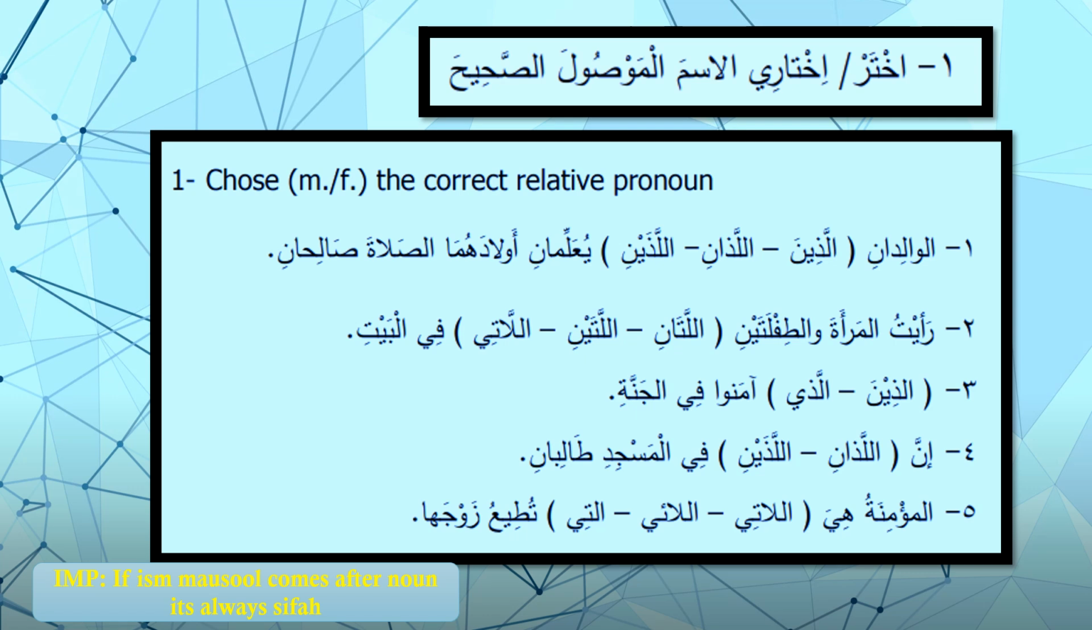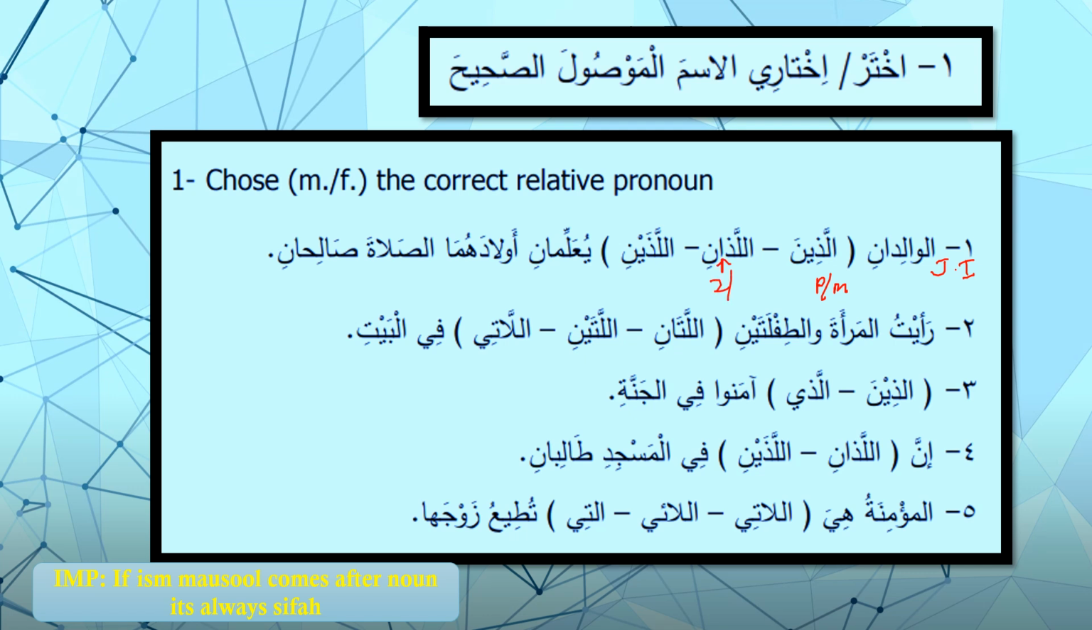The parents, the mother and father. So what kind of ism mausool will you use? Al... and now before choosing, check, it's jumlatul ismiya. Now you need to choose al-walidani. If the noun is there, so al, what will you choose? Al-ladhani or ladhaini or ladhina? Al-ladhina is for plural, male. Al-ladhani is for dual, and it's marfu.